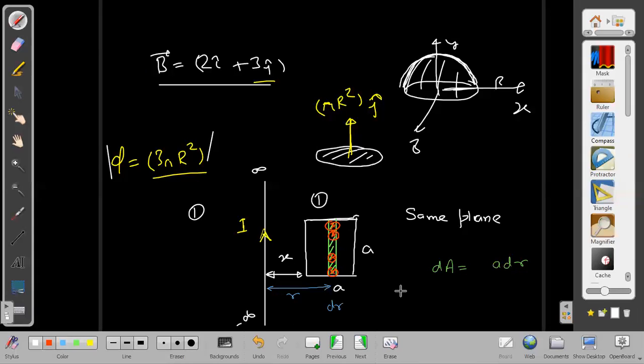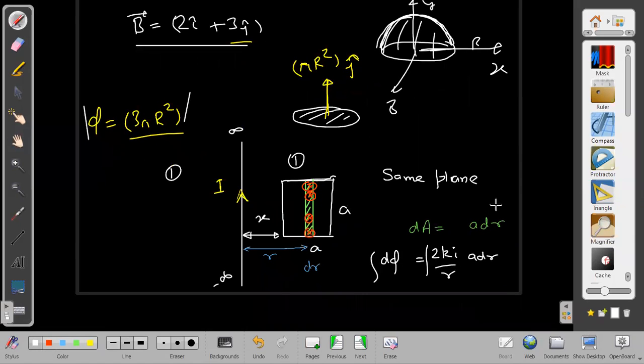So what do I get then? I will be getting simply 2k into I by r, that is the magnetic field, into area a into dr, that is the magnetic flux. Now integrating this, we get the flux. Do you know what K is here? K is mu naught by 4 pi. Then 2 into K into I outside, and a is also outside, because they are all constants. Limits of r vary from x to x plus a, right? The smallest distance x and the farthest distance x plus a.